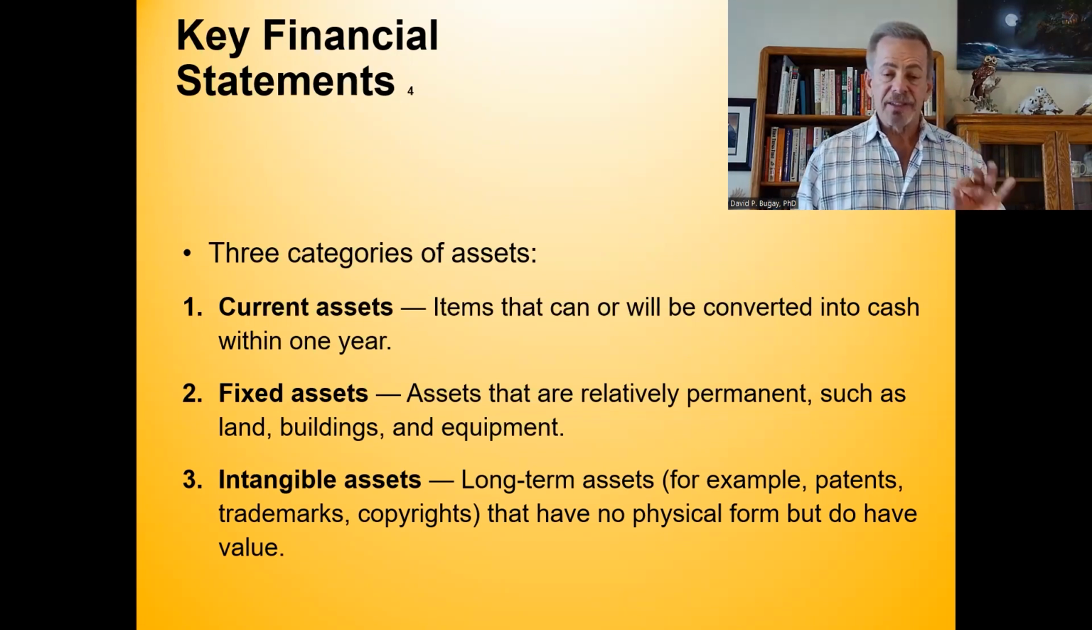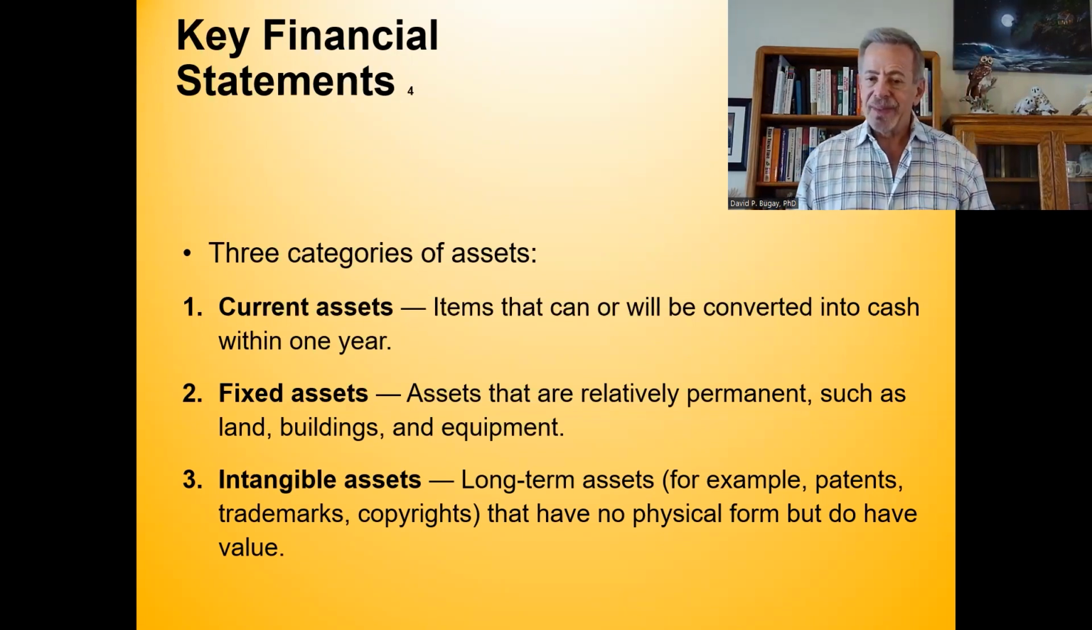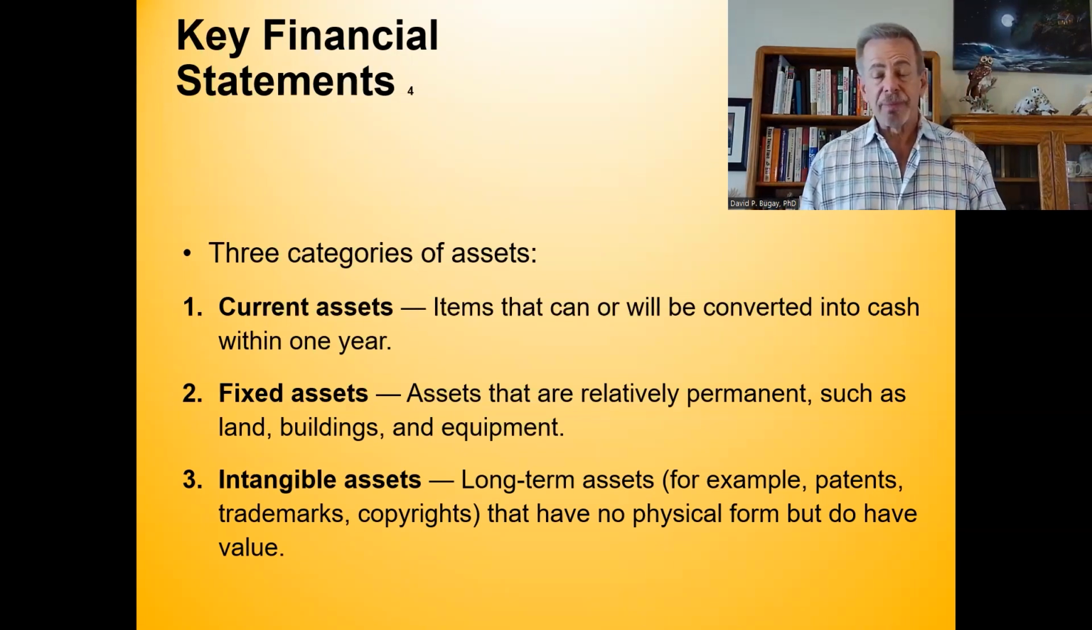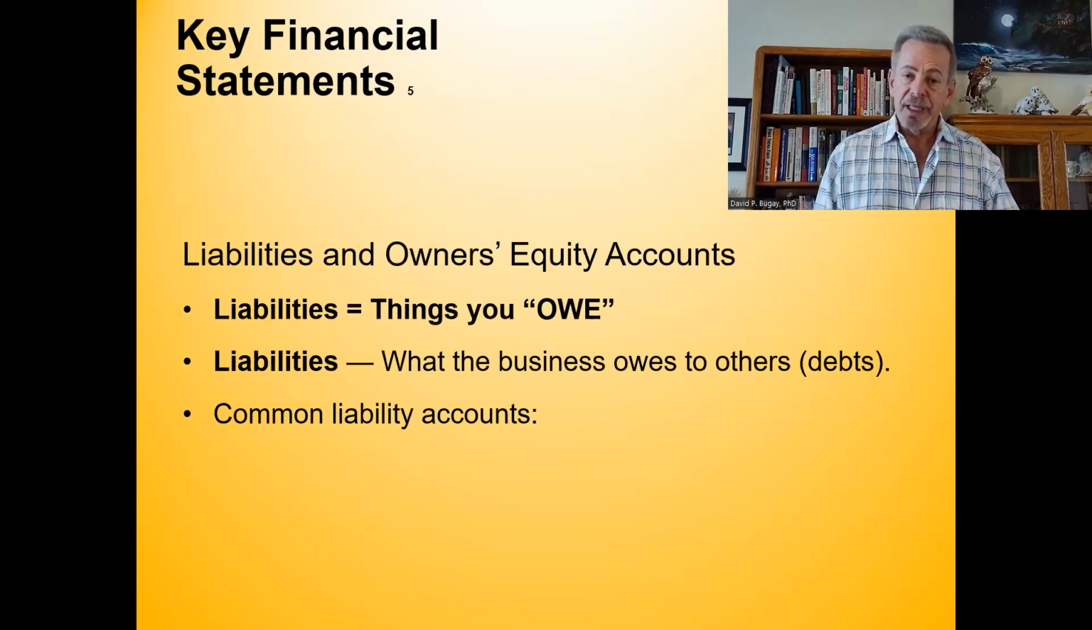So current assets, fixed assets, and then you have what we call the intangible assets. For example, patents, trademarks, and copyrights. They don't have a physical form, but they have value because you can sell them for cash. We call those intangible. Three categories: current, fixed, and intangible. They're all assets, and you know that assets are things that we own. Liabilities are things that we owe.